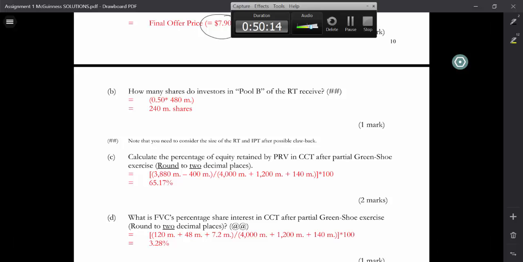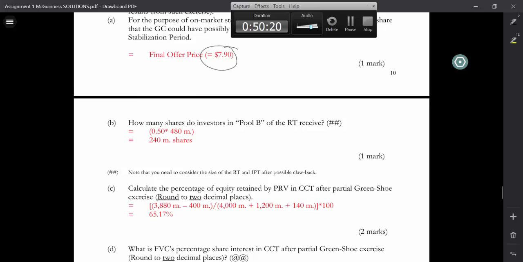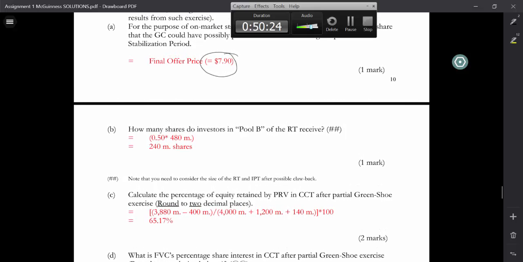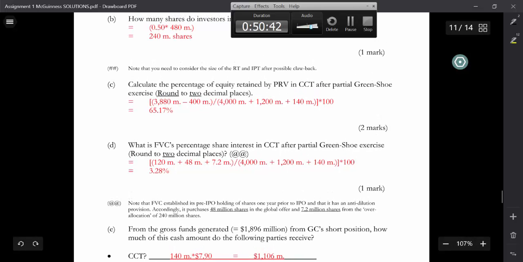How many shares do investors in Pool B receive? Okay, just half of it. So the whole retail tranche size increases to 20%, and half of that is Pool B. Calculate the percentage of equity retained by, okay, again, so old shares, new shares, over allocation. This was going to be 240, but 100 was bought back, so only 140. And then this is the shares they had, this is what they got rid of, so 65%.